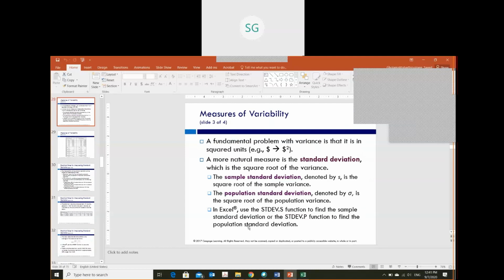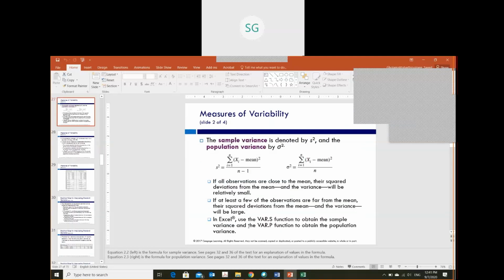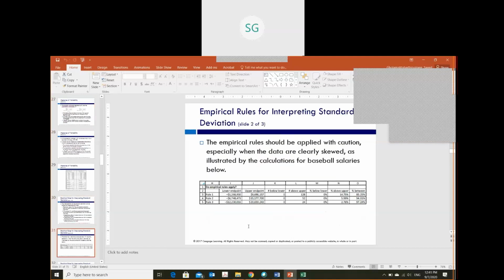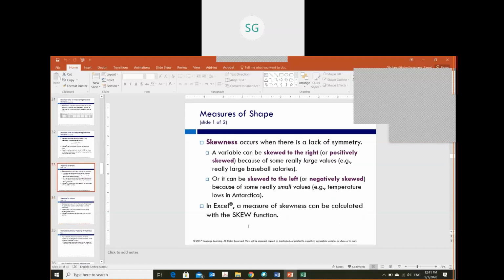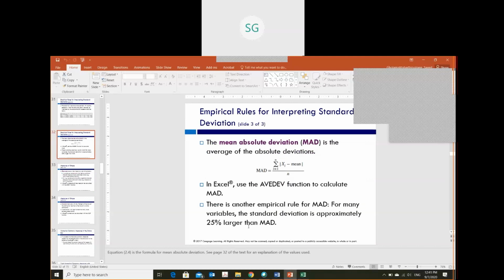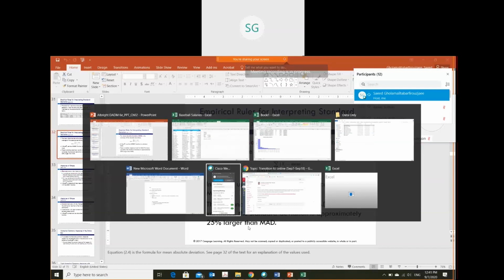So these are regarding the central tendency. Variance reports information regarding the variance or variability of our data set. And skewness is used to see if the shape of the distribution is symmetric or not. Any questions? All right.